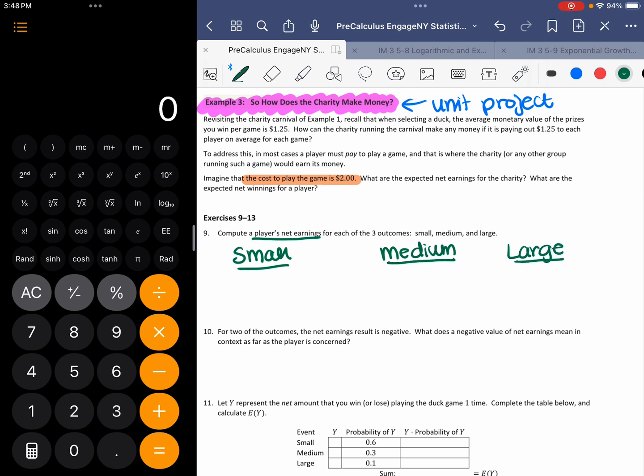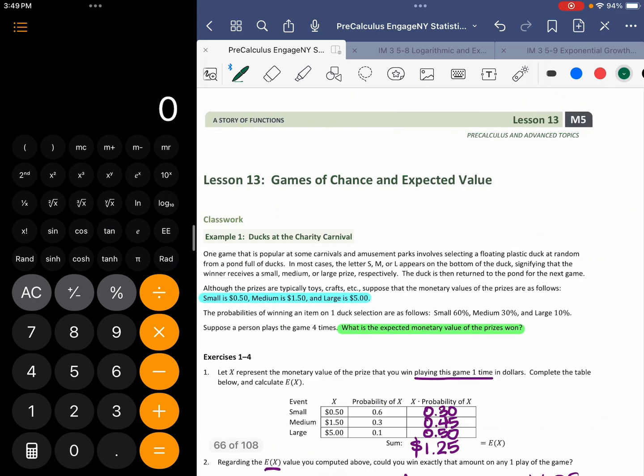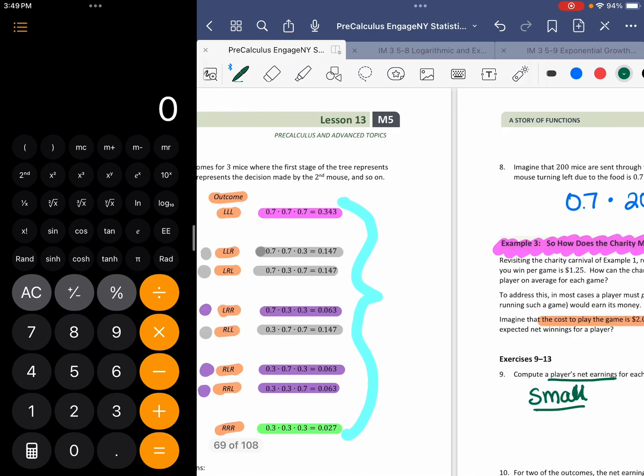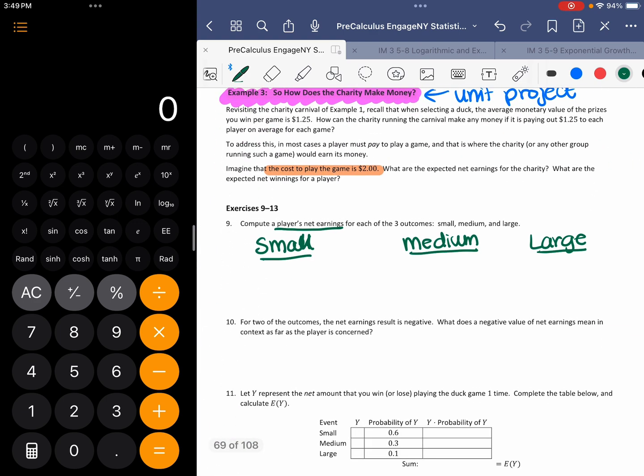And I just kind of want to remember, what do they cost? So I'm going to flip back a couple pages and just take a look. How much do each of these things cost? Small was 50 cents, medium was $1.50, and large was $5. So let's go ahead and write that down. Small was 50 cents, medium was $1.50, and large was $5.